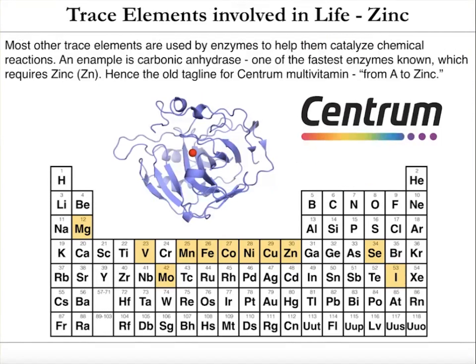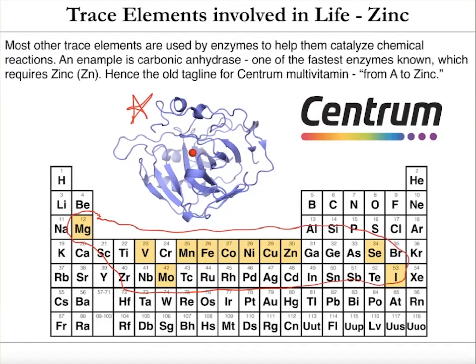Now, most of these other trace elements are just used by specific enzymes to help them catalyze chemical reactions. Enzymes, of course, are proteins. Here's an enzyme right here. These are proteins that catalyze chemical reactions. They can change one chemical into another chemical, or take two chemicals and combine them into one chemical, stuff like that. A lot of different enzymes catalyze those reactions by coordinating the protein with these trace elements.